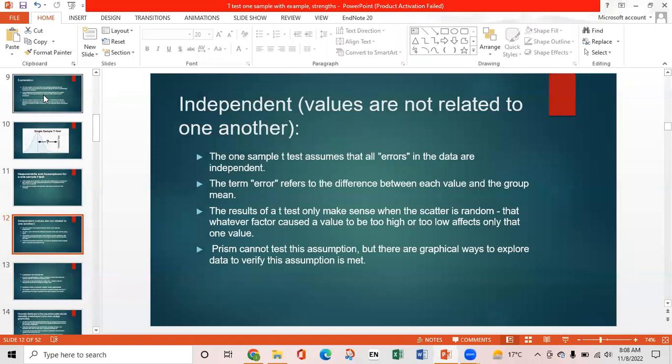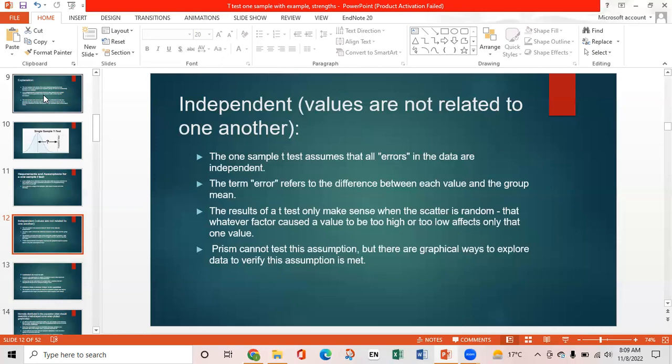First is independent. Values are not related to one another. The one sample t-test assumes that all errors in the data are independent. The term error refers to the difference between each value and the group mean. The result of a t-test only makes sense when the scatter is random, that whatever factors caused a value to be too high or too low affects only that one value.